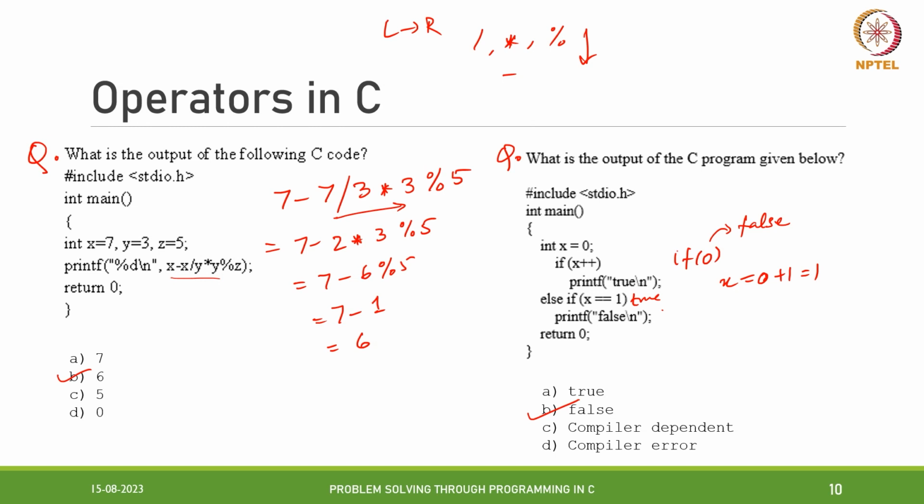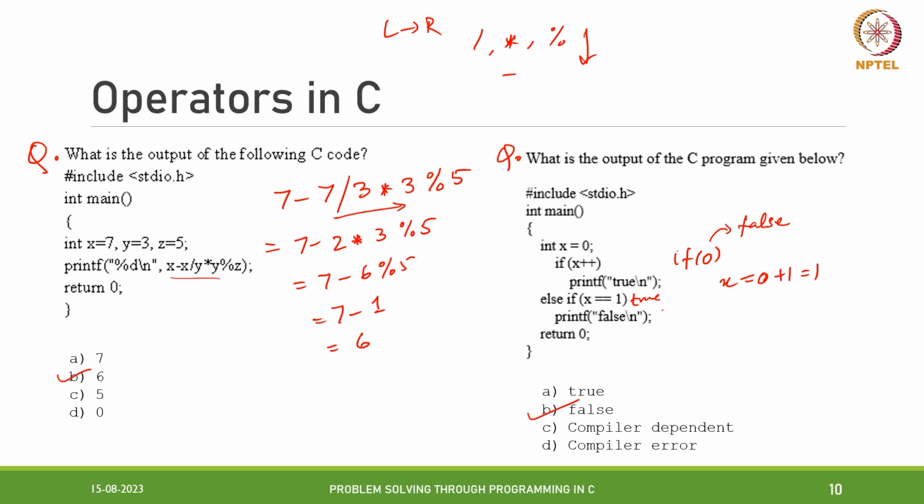Sir, in the given if x plus plus, then printf is given as true, sir. But if x plus plus means then it will be 1 only, no, sir? So if of 1 only will be coming, no, sir? No, but x plus plus means it's a post increment operation. In post increment operation, always first the other operations take place, then the post increment takes place.